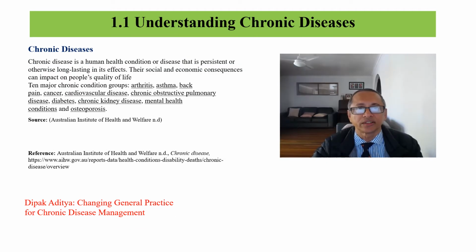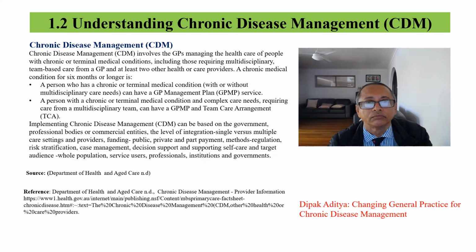What are chronic diseases? The Australian Institute of Health and Welfare defines chronic disease which is persistent and long-lasting. Examples of chronic diseases are asthma, cancer, heart disease, diabetes, kidney disease, and mental health. Chronic disease management, CDM. GPs are involved in the CDM with GP management plan, GPMP, and team care arrangement, TCA. The team care arrangement requires multidisciplinary team including more than one provider for healthcare.